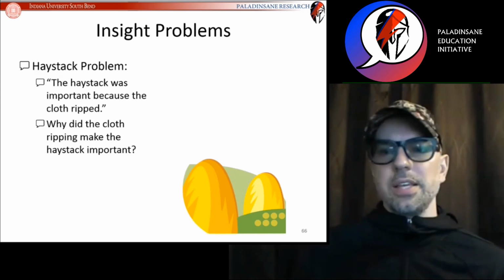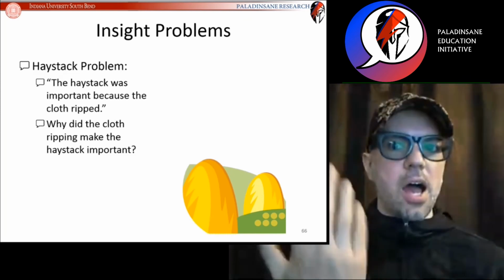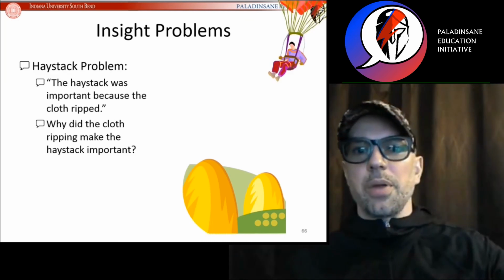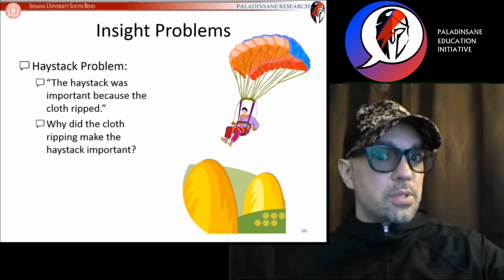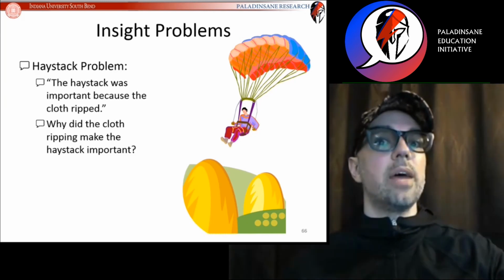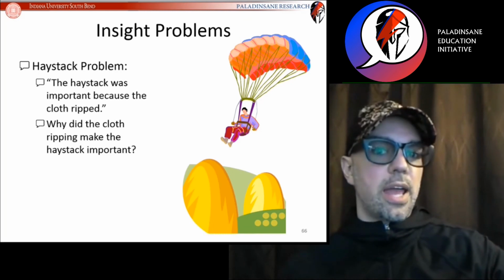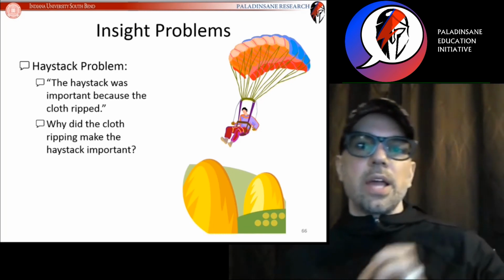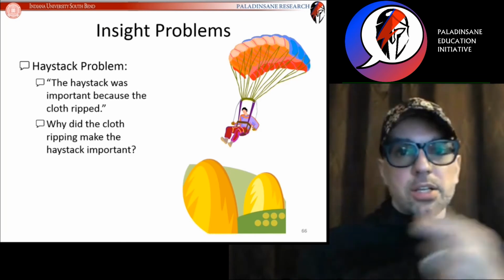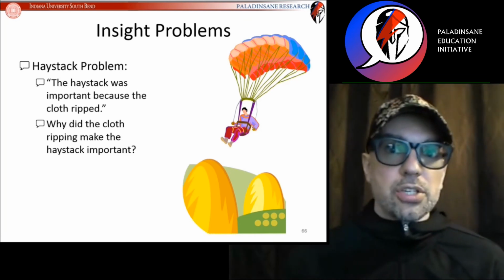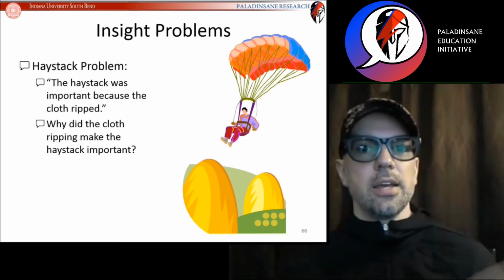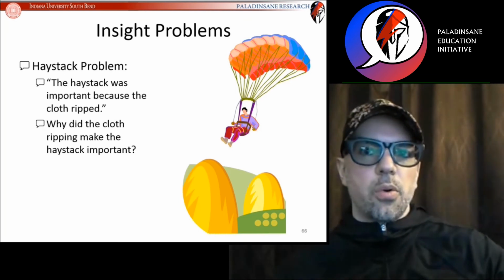However, the one that is the correct solution and the one that leads to that aha moment is when you realize that the cloth is actually the cloth for a parachute. And if that rips and you're the parachuter, all of a sudden that haystack becomes immensely important. That's where you want to land in order to save your life. So again, this just requires one step. The step is realizing that the cloth is a parachute. Once you have that, you go, aha, that's why the haystack was so important.